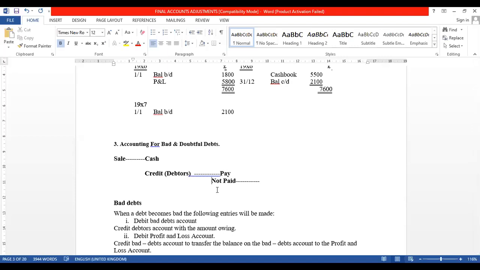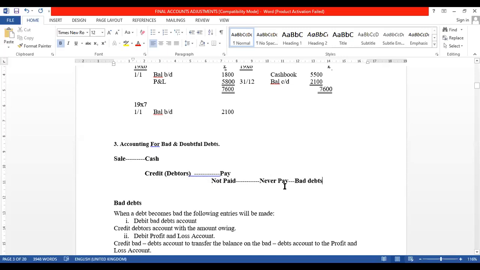For different reasons. Now, in accounting, out of these people, there are those people who will never pay. Those people who never pay, that amount is referred to as bad debts. If it will never be paid, it will be referred to as bad debts, right?